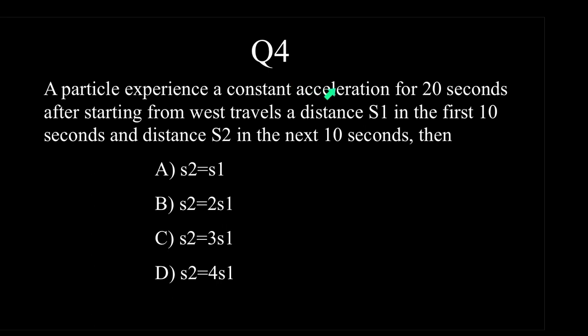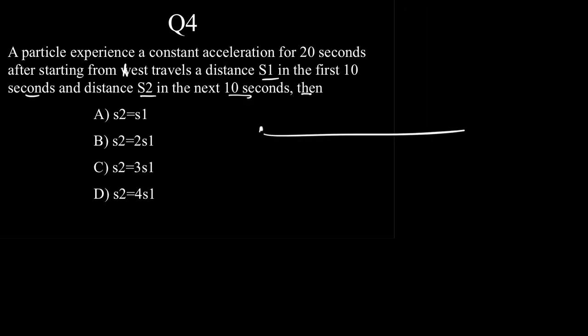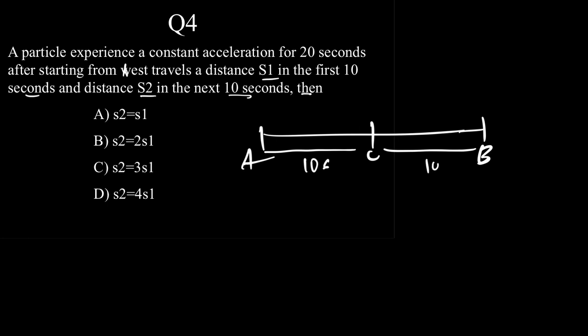A particle experiences a constant acceleration for 20 seconds after starting from rest. It travels a distance s1 in the first 10 seconds and a distance s2 in the next 10 seconds. Then we have been asked to find the relationship between s1 and s2. Let's try to understand the question by drawing a rough illustration. Let us say the particle was moving from A to B through C, and for distances AC and CB the respective intervals were 10 seconds and 10 seconds.